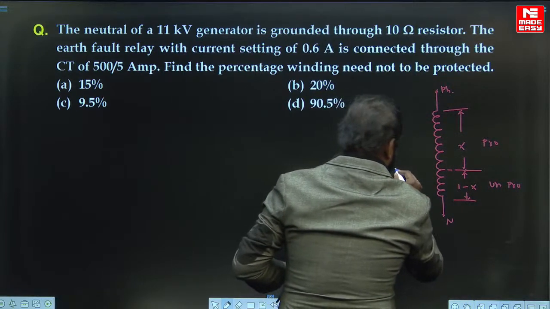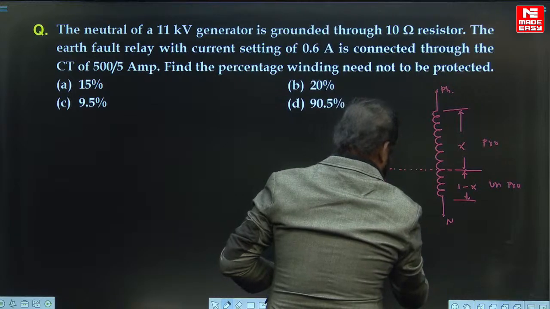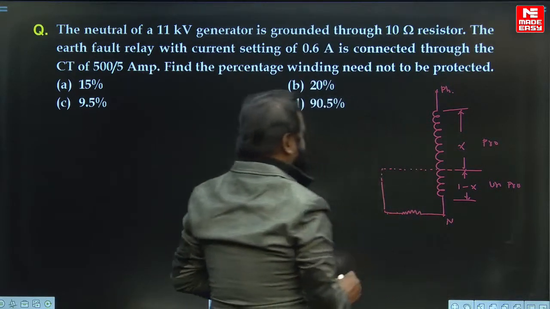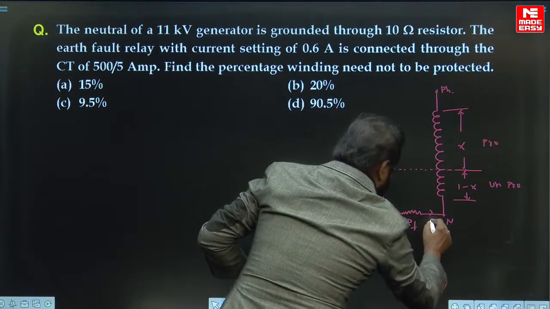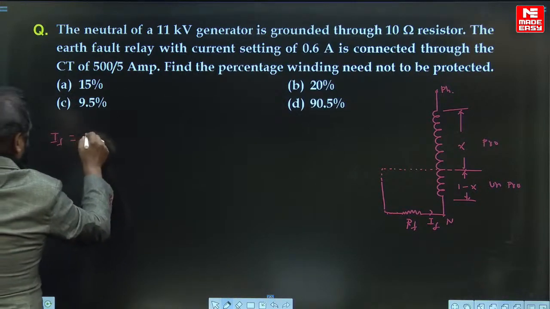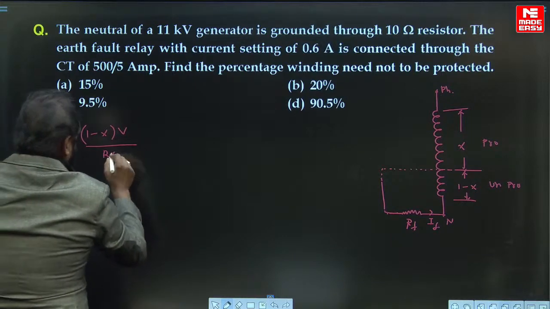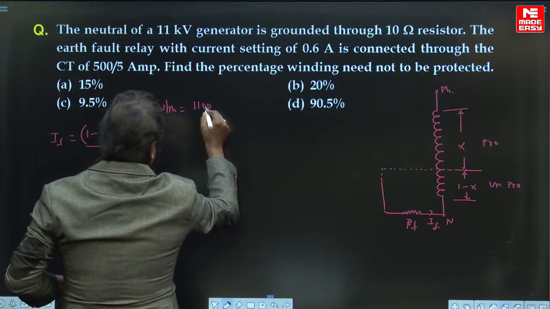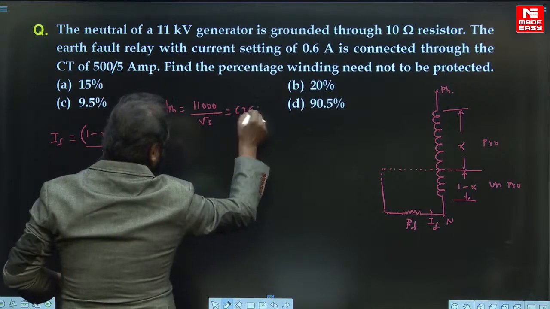Okay? So in this region, to limit the current, you provide a resistor here to limit the current itself. This is the RF that you are providing, and this current can be taken as IF. So you can write IF equals (1 minus x) into V by RF. Voltage per phase is equal to 11,000 divided by root 3, that equals 6351.